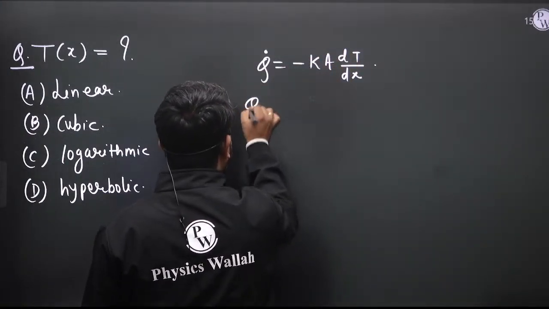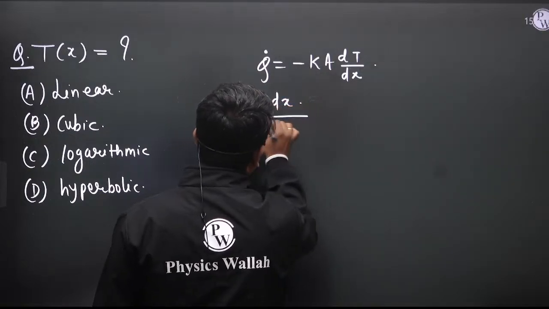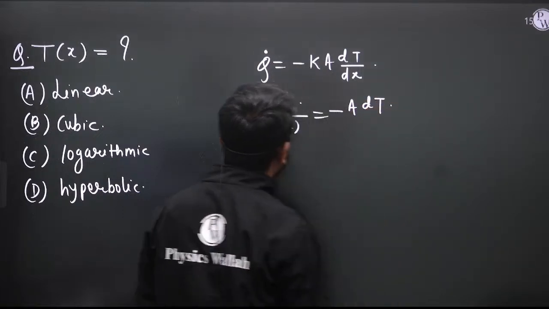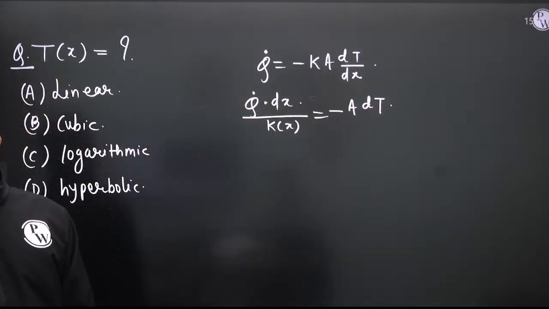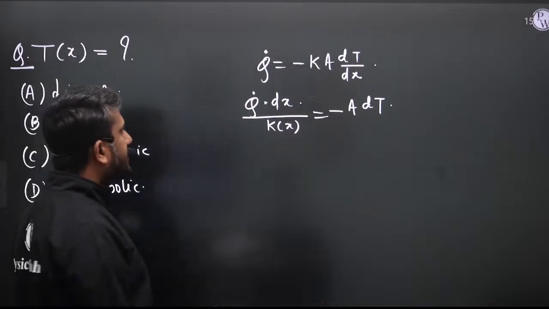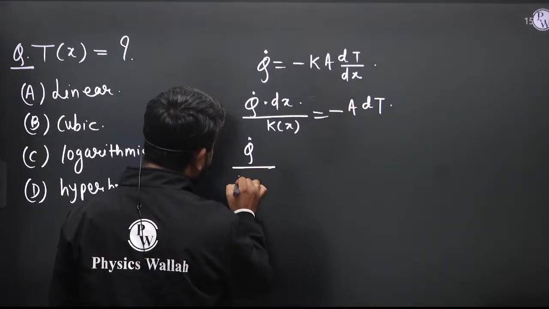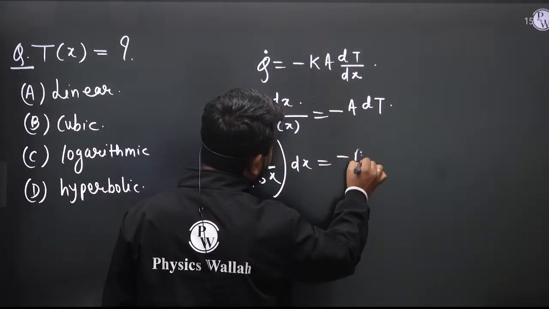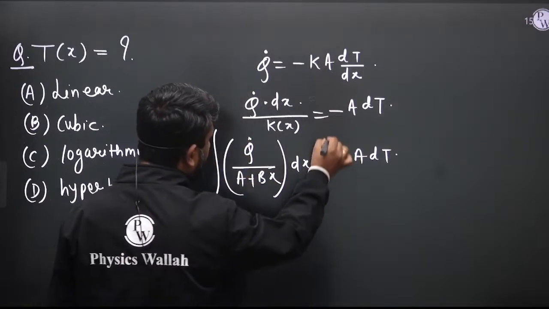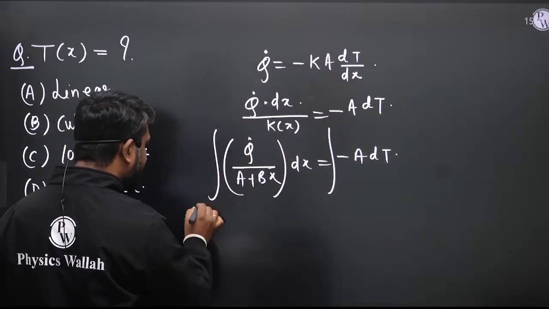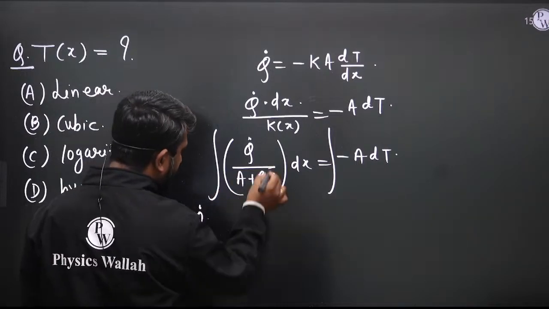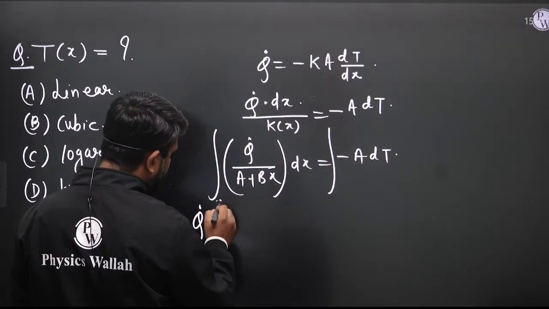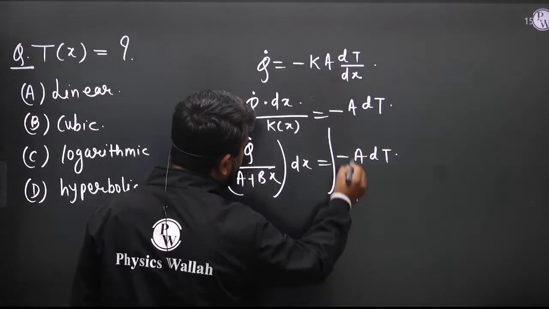So if you separate the variables, k is a function of x and this is minus A dT, right? And how the thermal conductivity changes with respect to x, that is linear. So this is (a plus bx) dx, and this is minus A dT. So if you integrate, q dot is not a function of x, right? And what is the integration of this? This is ln, right, from x1 to x2, T1 to T2.